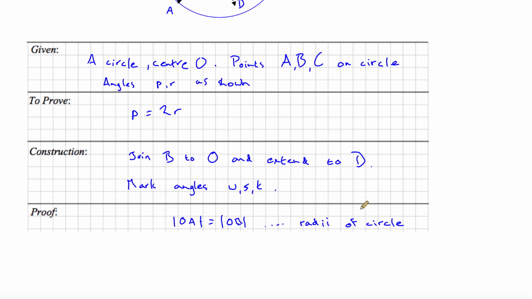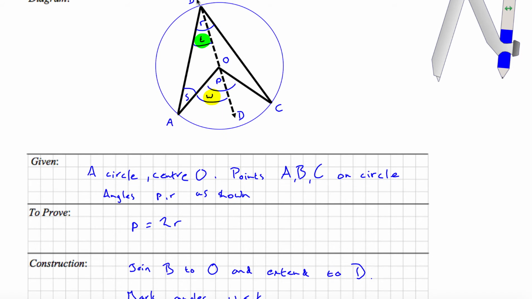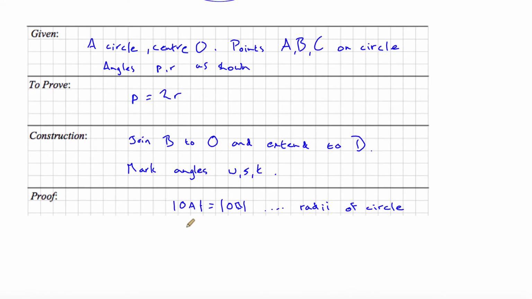Okay, so if they're both radii and they're both the same, that means it's an isosceles triangle. And if it's an isosceles triangle, we can say that the angle T will be equal to the angle S, because these are both the base angles of this isosceles triangle. So the angle S will be equal to the angle T. So S is equal to T. And the reason is of the isosceles triangle.